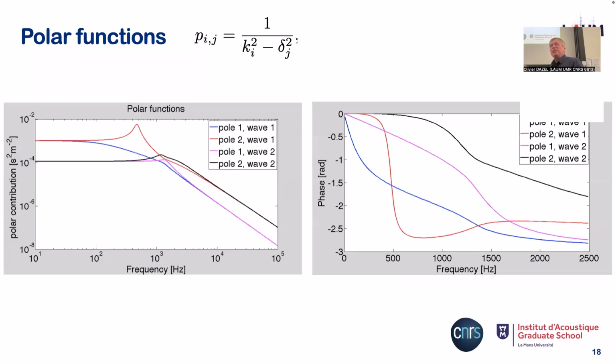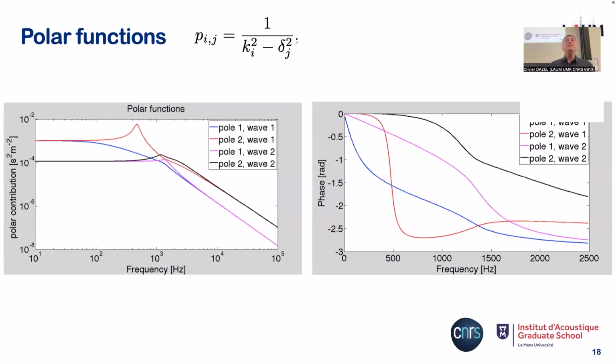If we enter into the detail of this function, you see that, for example, on the left, I have the absolute value of the polar function. Then we have one associated to the solid. This one has a resonance which is quite important because the solid has not so much damping. And one is associated to the fluid, which has a smaller resonance, but associated to the damping as well. So you see that analytically we can do that.